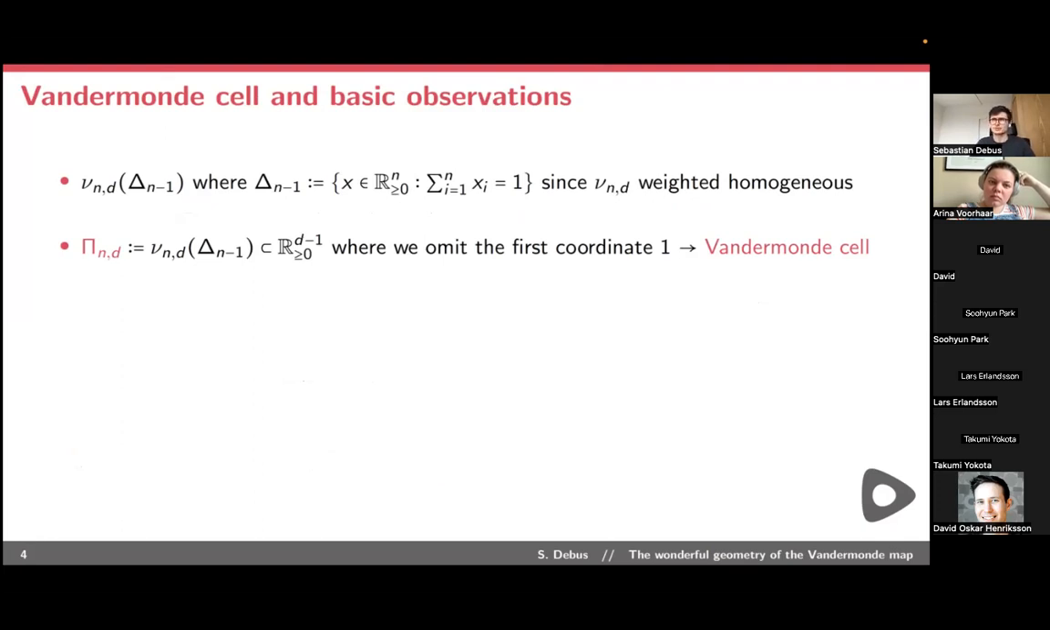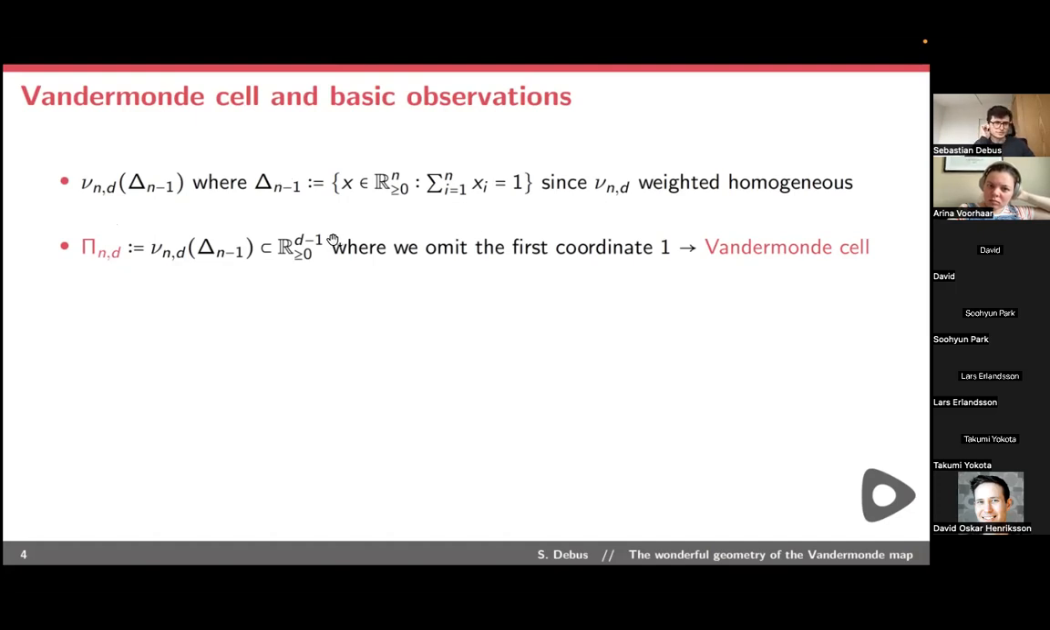So when we restrict to the non-negative orthant, we can also restrict to the probability simplex. So as usual, I denote here the probability simplex by delta indexed by n minus 1 when it's contained in R^n. And then we consider the image of the Vandermonde map on the probability simplex, and we denote this by capital Pi, again indexed by the number of variables and the degree. But here we omit the first coordinate because p1 of x, when x is contained in the probability simplex, is just the sum of all the xi's, which is equal to 1. So we omit this coordinate, and this is then something contained in R to the d minus 1.